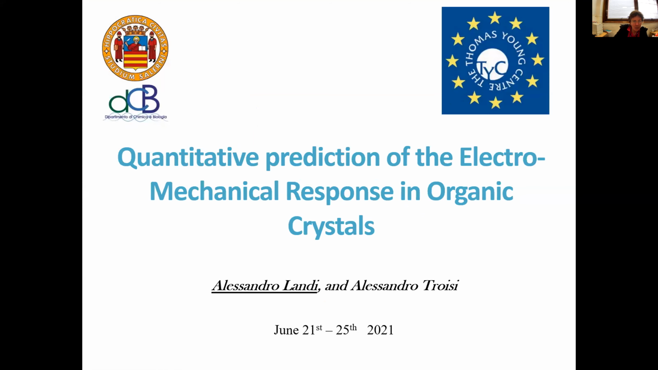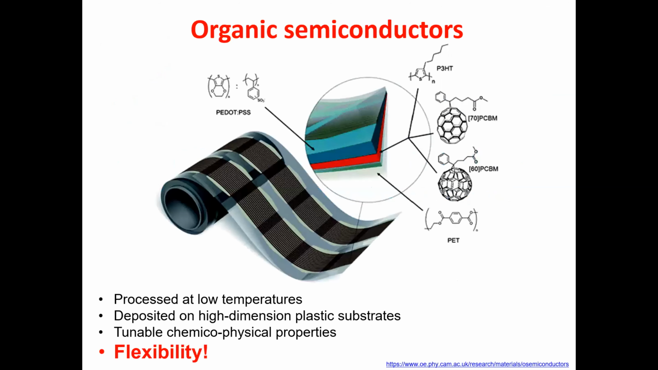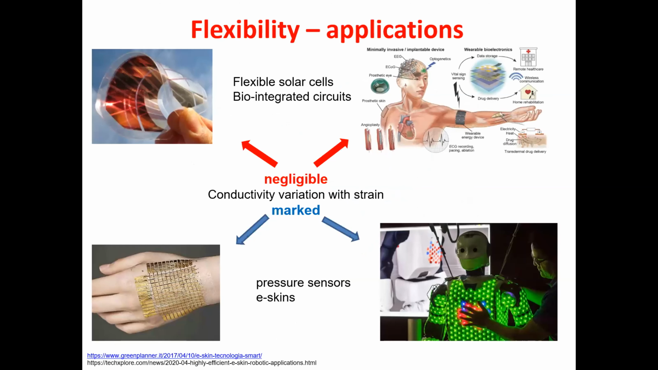Hello, and I will talk about the prediction of electromechanical response in organic semiconductors. As you know, these materials have several favorable properties, such as better processability, finely tunable electronic and chemical properties, and above all, considerable flexibility. This latter characteristic is at the basis of several cutting-edge applications, depending on whether the material's conductivity shows a marked variation with strain, which is useful in pressure sensors, or conversely, if there is a certain stability of the electrical properties, which is mandatory for flexible solar cells or integrated circuits.